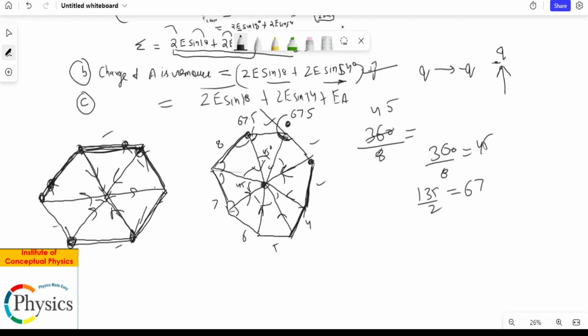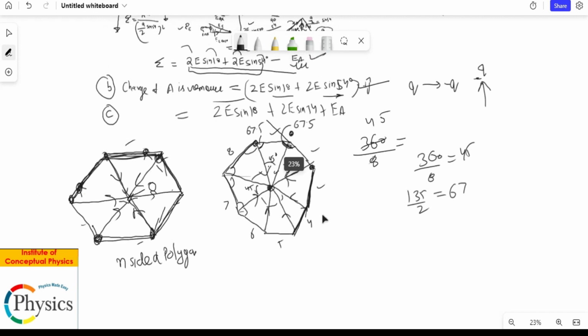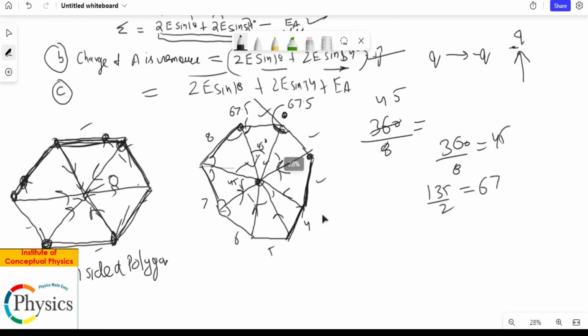So my conclusion is, if you give me an n-sided polygon which has an even number of sides, my resultant is going to be 0, because of symmetry. But if you give me an odd-sided shape, which means the number of sides is odd, not even, then the resultant is not zero. Let's look at the pentagon we drew. In a pentagon we were able to find some resultant.